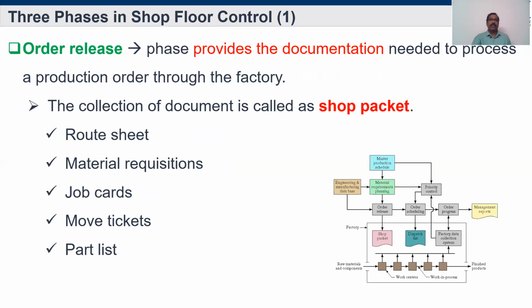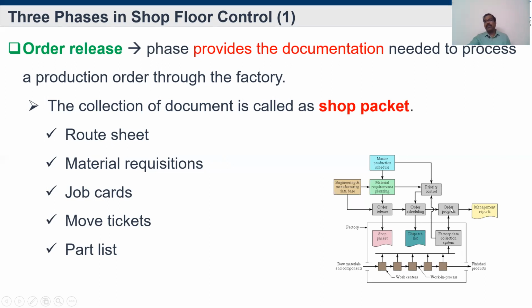One is the order release phase, which has the shop package. Shop packets include the route sheet, material requisition, job cards, move tickets, and part list. Then the second one is order scheduling. This is the dispatch list. It is giving orders to the shop floor.